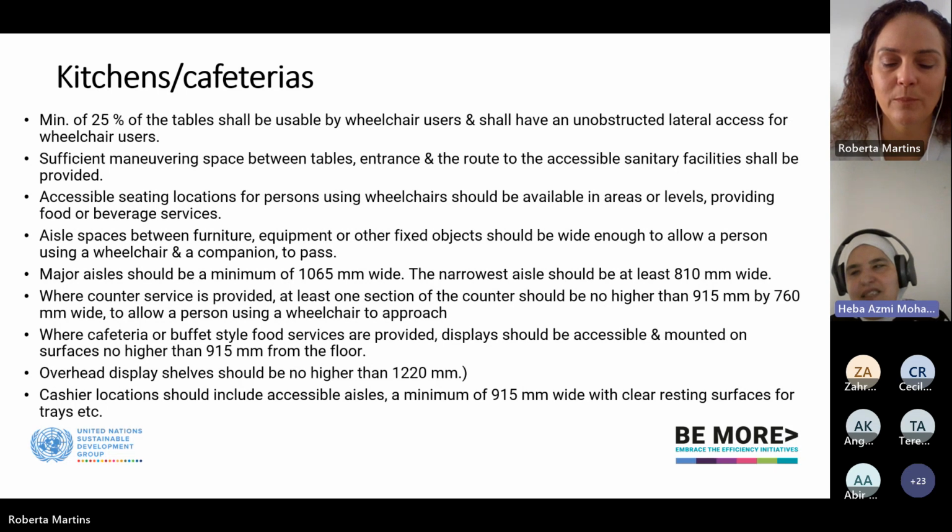So accessible seating locations for persons using wheelchairs should be available, as we said, in areas of all levels providing food and beverage services. And the height of any item, like a counter, for instance, or a surface, a shelf inside the cafeteria, or if the cafeteria is a buffet-style cafeteria, should not exceed 915 millimeters to enable persons with disabilities to access them.